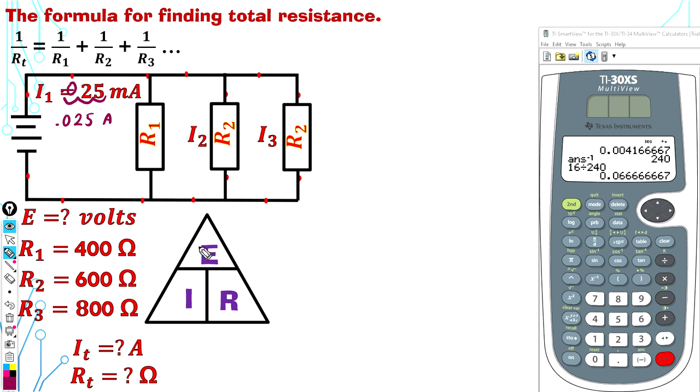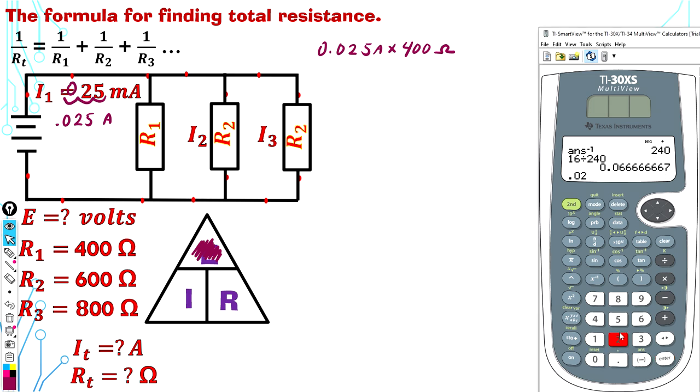All right, so here I'm looking for my voltage. It's I times R. That's going to be 0.025 amps times my resistance, which was 400 ohms. So I've got 0.025 times 400.